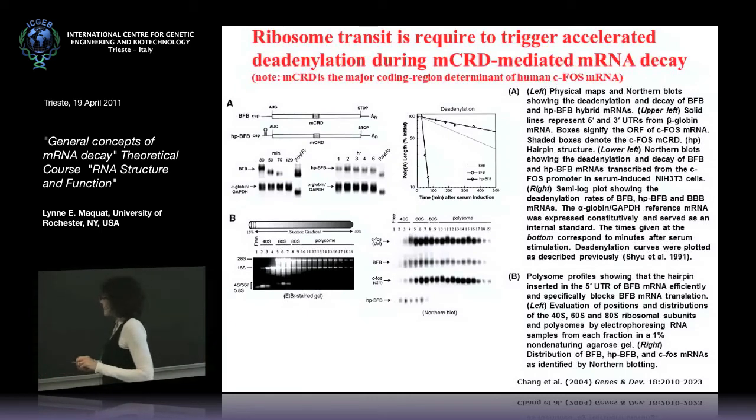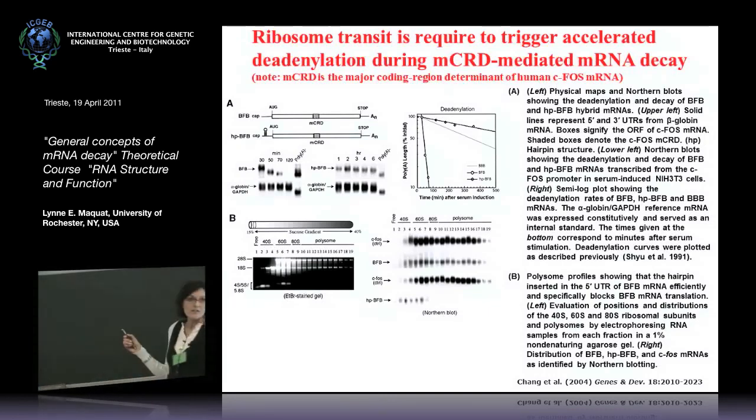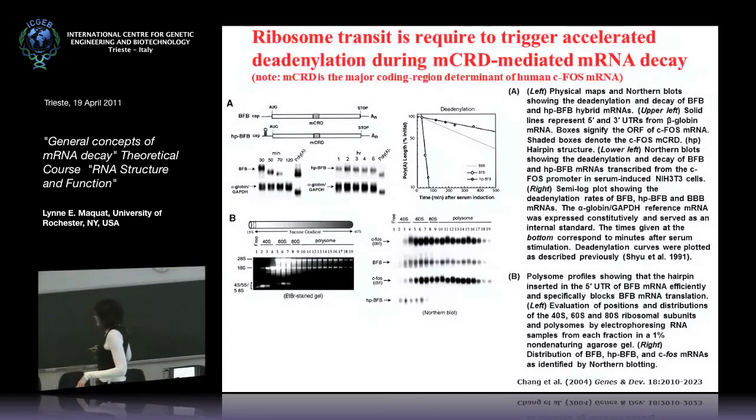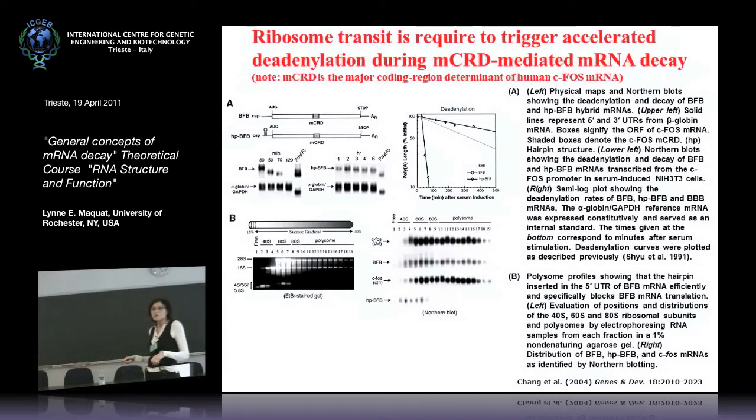The destabilizing element is called the major coding region determinant. And the authors here, Ben Shui and his lab, generated two constructs that he transiently introduced into NIH3T3 cells. So here is the FOS promoter induction experiment. One of these constructs consisted of a beta globin sequence with the coding region determinant in the open reading frame of beta globin, and then more beta globin sequences. And the other was exactly the same, but there was a hairpin structure in the 5' untranslated region. This is a great way to block translation.